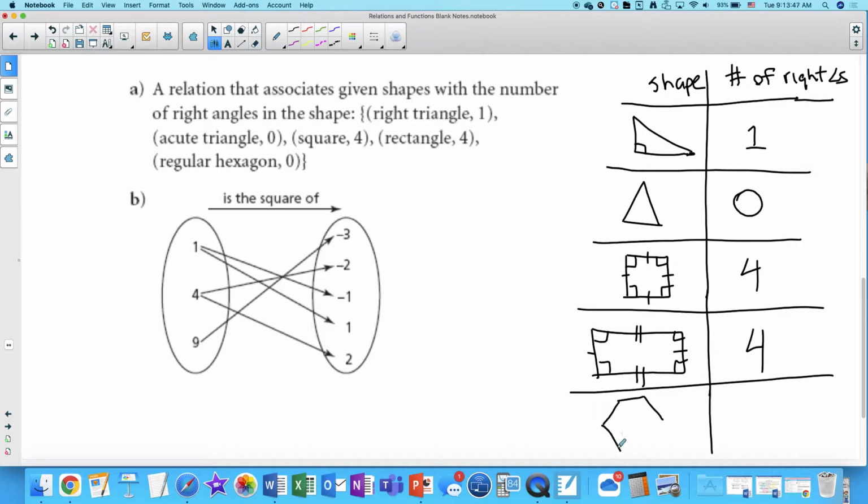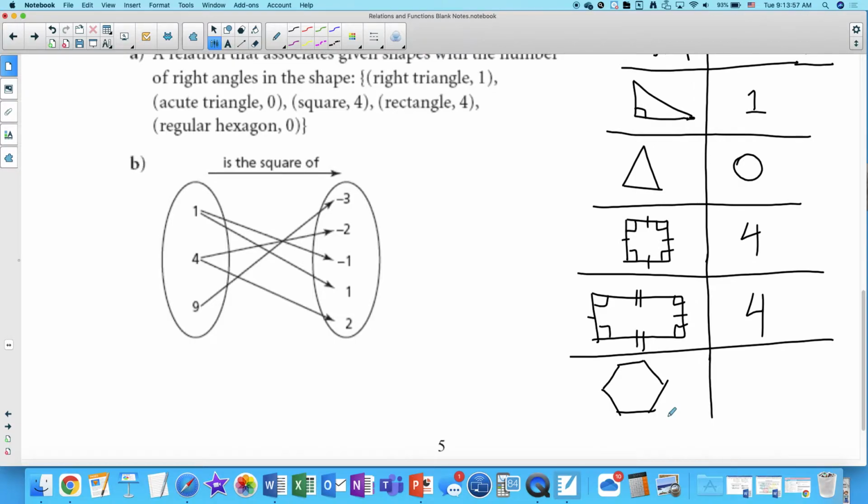How many right triangles are in there? Yep, correct. Sorry, how many did you say? None, yes. I thought you said 1. None is correct. Yeah, none of those are right.